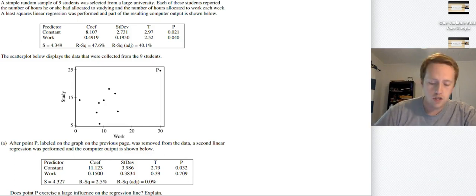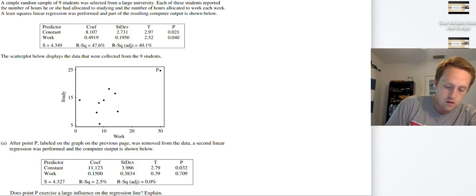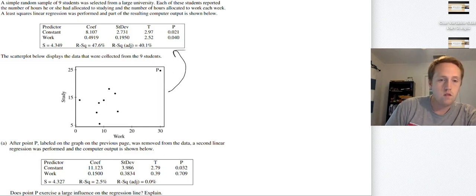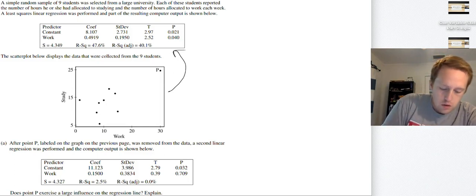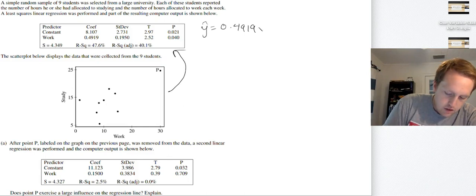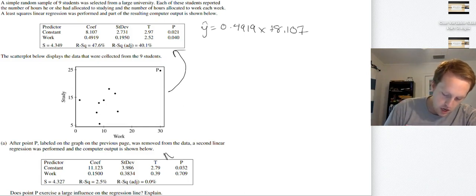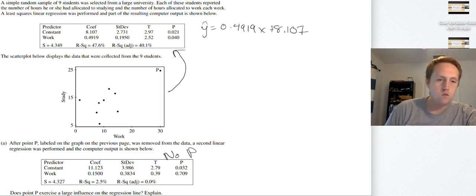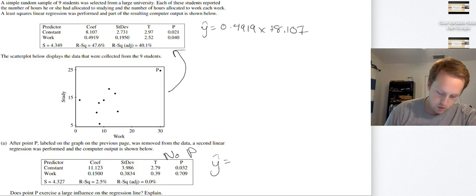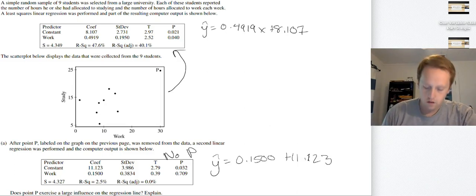Okay, so the regression line with point P, so this goes with this, right? Point P is in this still. So the regression line is y hat equals 0.4919x plus 8.107. This is the no P regression. y hat equals 0.1500x plus 11.123. Oh, I forgot the x right here.